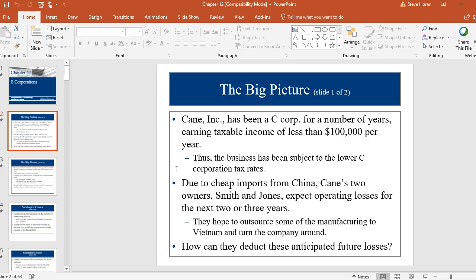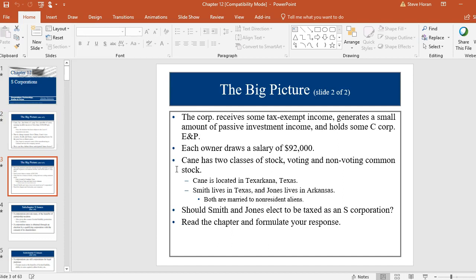Due to cheap imports from China, Cain's two owners, Smith and Jones, expect operating losses for the next 2 or 3 years. They hope to outsource some of their manufacturing to Vietnam to turn the company around, and then how can they deduct these anticipated future losses? If you can recall from C Corps, that's one of the limiting factors of a C Corp, how much they will be able to deduct those losses. So that's where their thinking is. If we're going to have losses, maybe the C Corp form is not the best form for us.